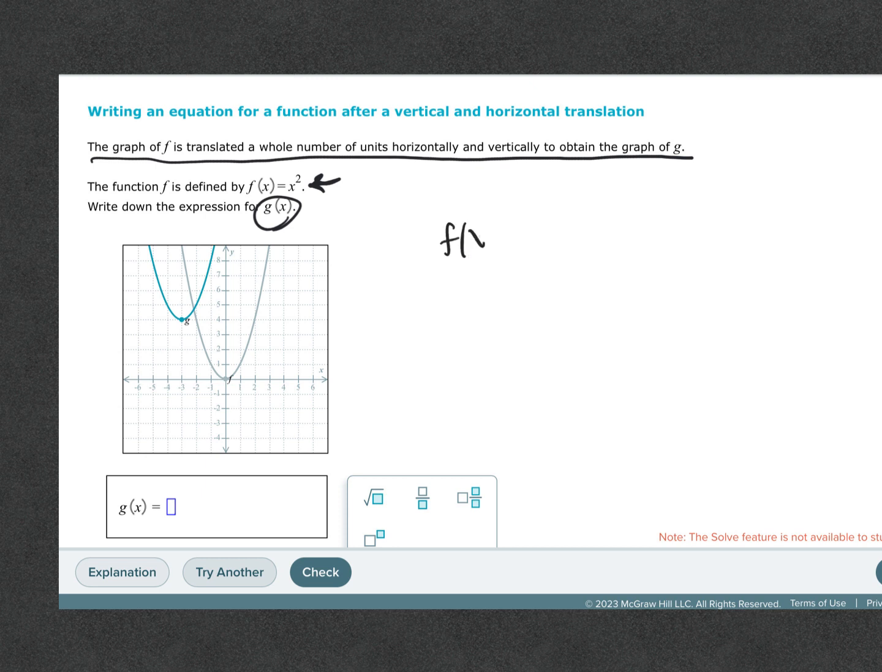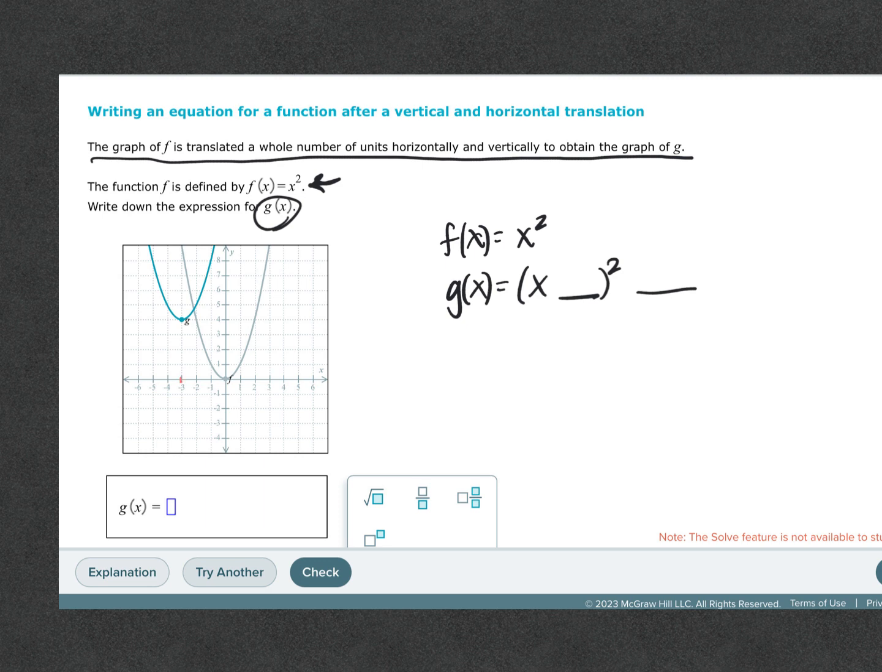But I know that f of x equals x squared, and g of x is going to equal parentheses x plus or minus something plus or minus something. So here's my h and my k. So all I have to do is figure out my vertex and plug it in. So let's look at this problem.